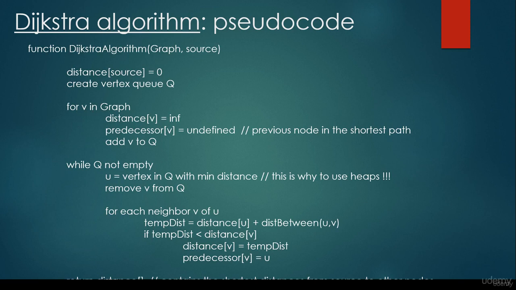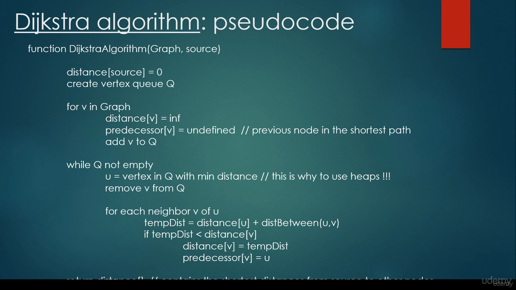Basically, this is the pseudocode for the algorithm itself. We have a graph and we have a source vertex. Of course, we have to define from where we would like to calculate the shortest path. The distance for the source is equal to 0 because we are standing there, and we create a queue storing vertices. The name will be queue.